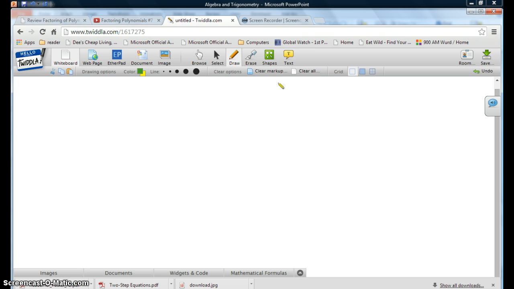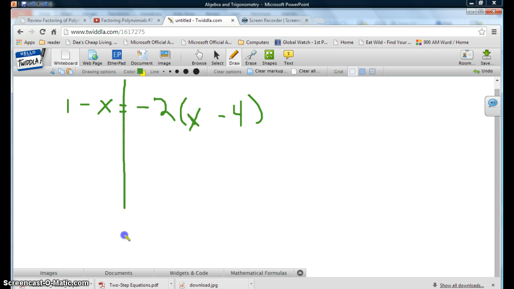All right, the next equation is 1 minus x equals minus 2 times x minus 4. Okay, so when you have an equation like this one, what you want to do is look on the one side and see if you can simplify any of these items on one side, and you can't. So 1 minus x equals will stay the same way.